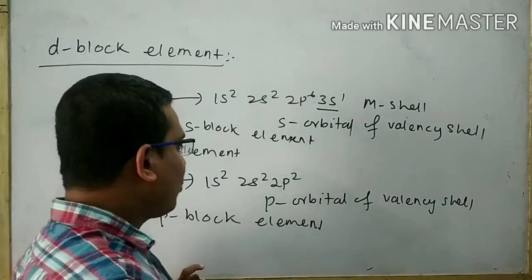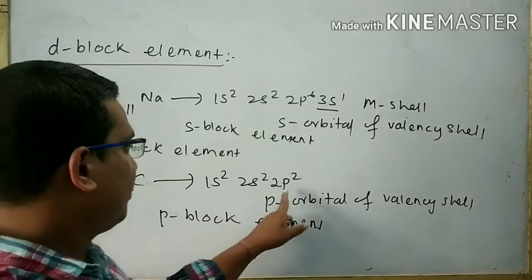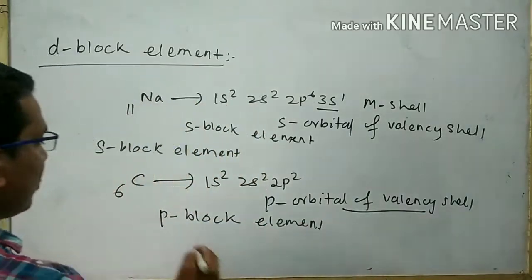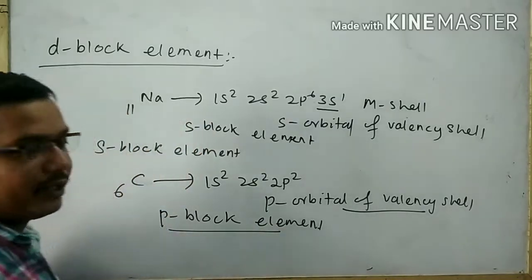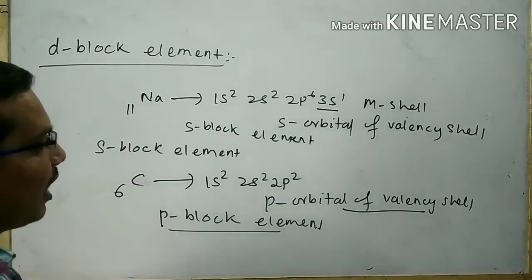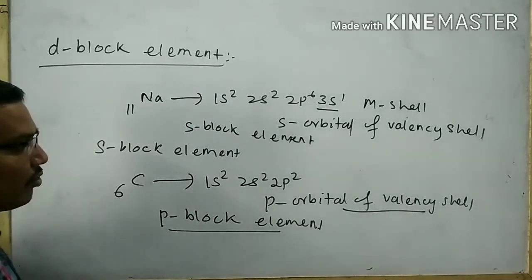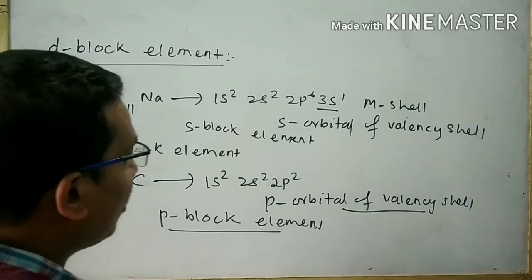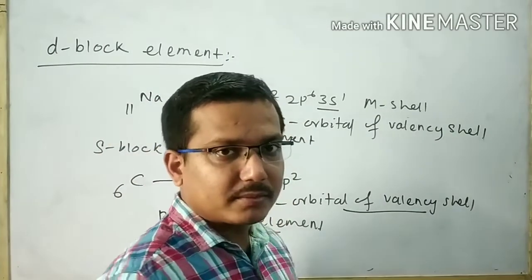Since the last electron goes to the p orbital of the valency cell and carbon belongs to the p block element, we can write the definition of p block element: the element in which the last electron goes to the p orbital of the valency cell.